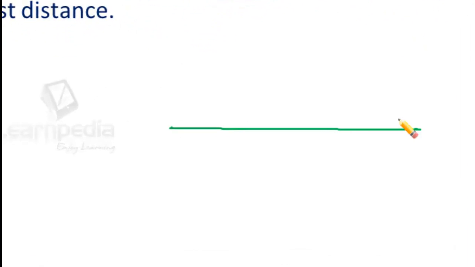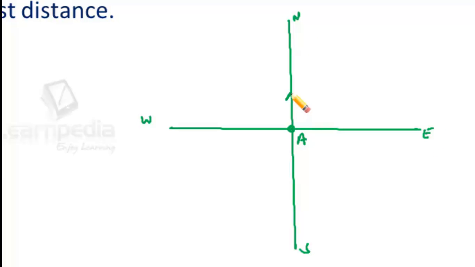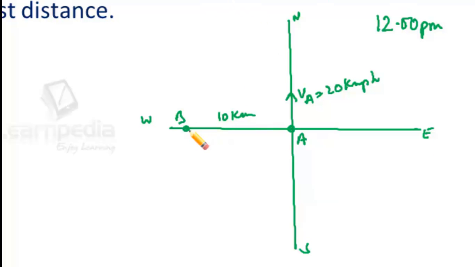So, let us first analyze the picture of how the two ships are located. This is ship A, moving towards north. This is east, this is west, this is north, this is south. This is the ship A speed, 20 km per hour. This is the time, 12 noon, 12 p.m., that we have drawn. Ship B is 10 km west of ship A. This is 10 km. Ship B is here, moving towards east with a speed of 20 km per hour.